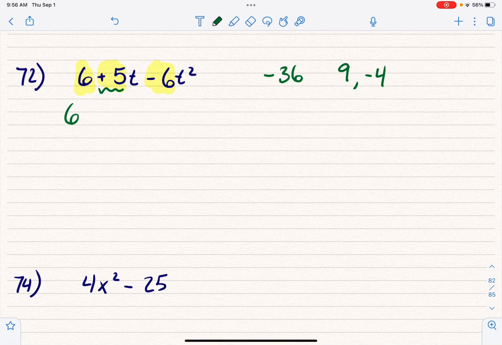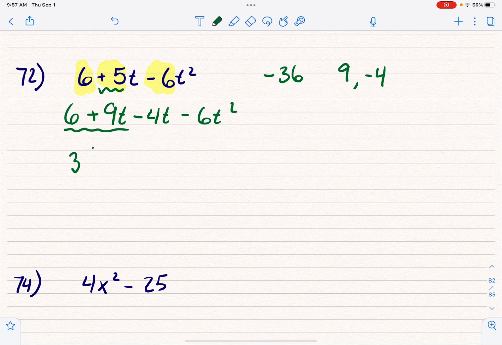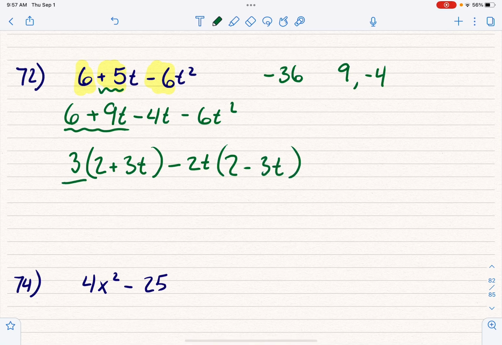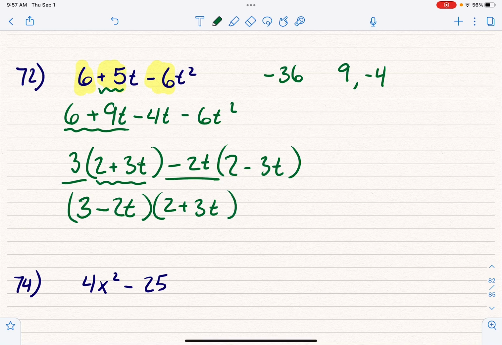And so break it up the same way. 6 plus 9t minus 4t minus 6t squared. What can I factor out of these first two? 3, which leaves me with 2 plus 3t. What can I factor out of these second ones? Negative 2t, which leaves me with 2 minus 3t. And then we have 3 minus 2t and 2 plus 3t. Man, it's easy to get those confused. We got so many of those similar things, but that's how it works out.